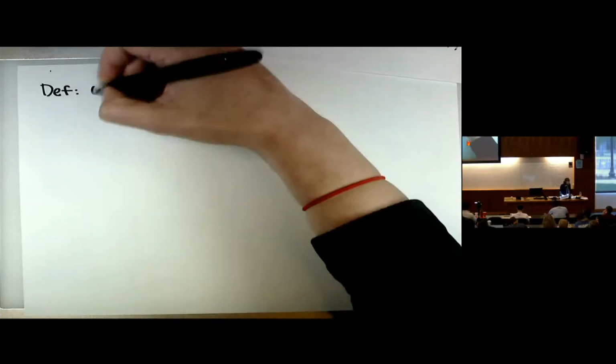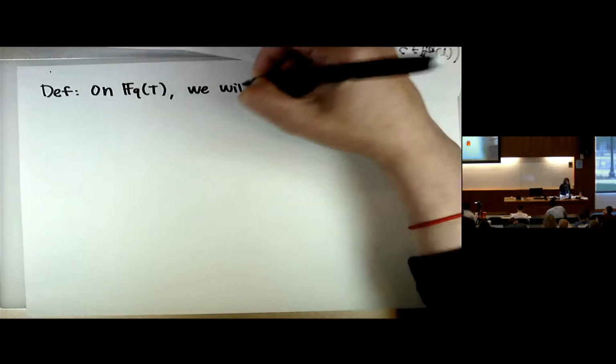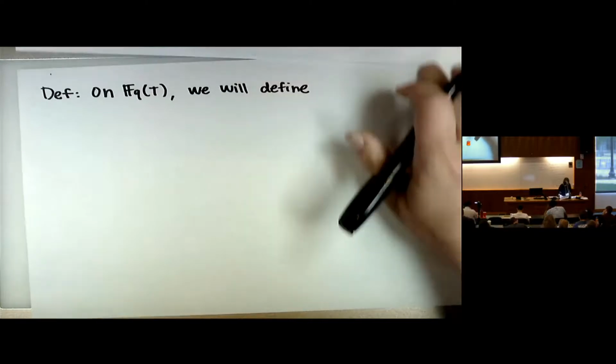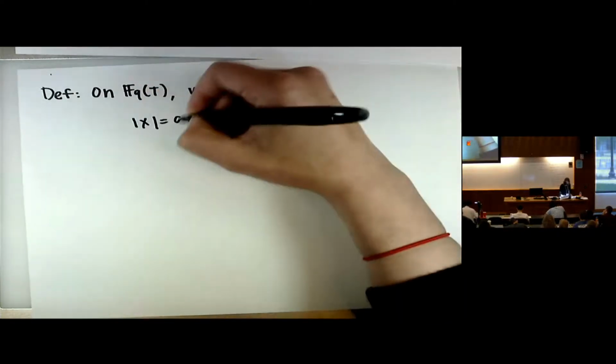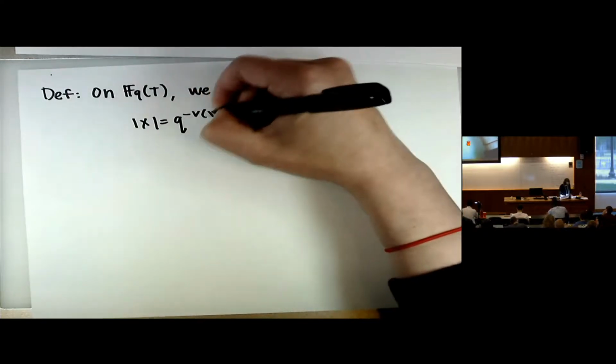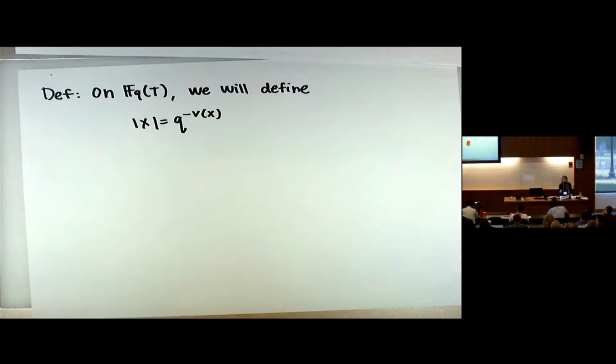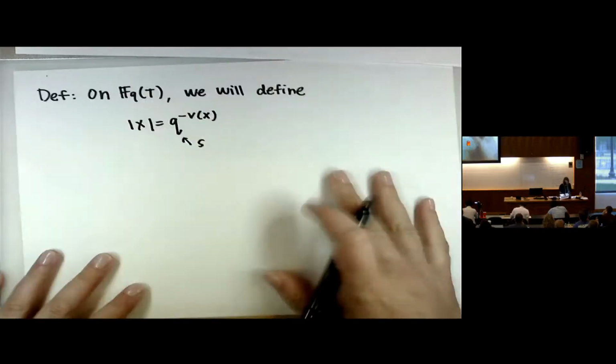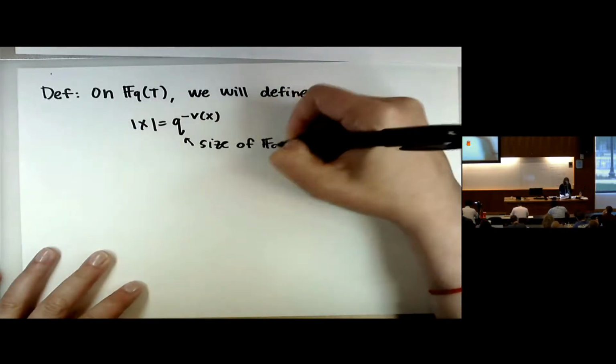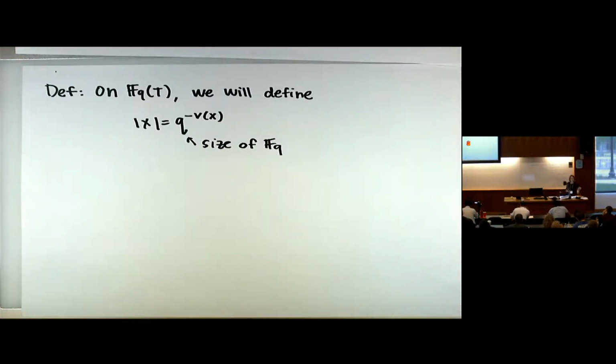And then what's the connection? So that was a big to-do about valuations, but I kind of sold you absolute values. So right now maybe you're disappointed, but definition: on this field F_q(t), we will define the absolute value of x to be q to the minus v(x), where v is that valuation from before and q is the size of the field. I could have picked any constant greater than 1, but I have a really good constant there, and so that's the one I pick.